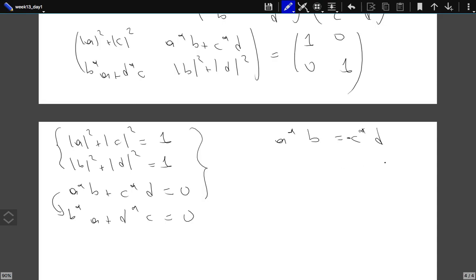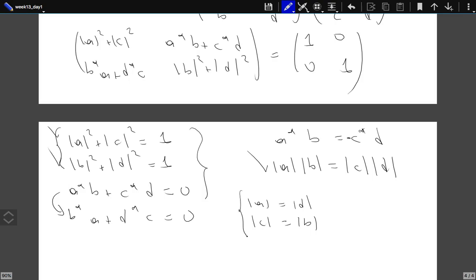And if that is satisfied, this equation also tells me that the absolute value of A times the absolute value of B should be equal to the absolute value of C times the absolute value of D. So these three equations are satisfied if A is equal to D, and C is equal to B. This is satisfied, and this is satisfied, if this condition holds.